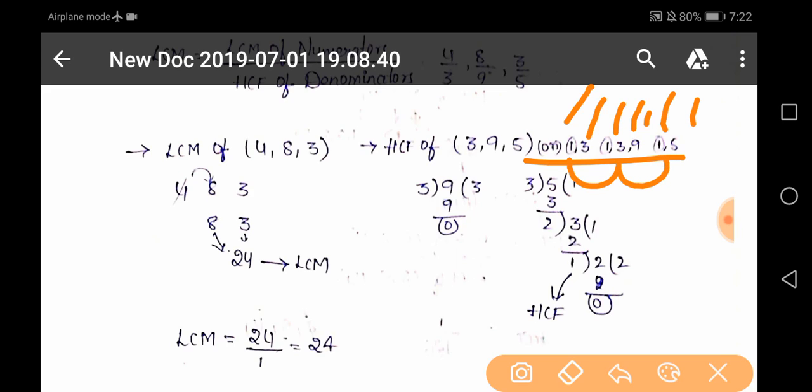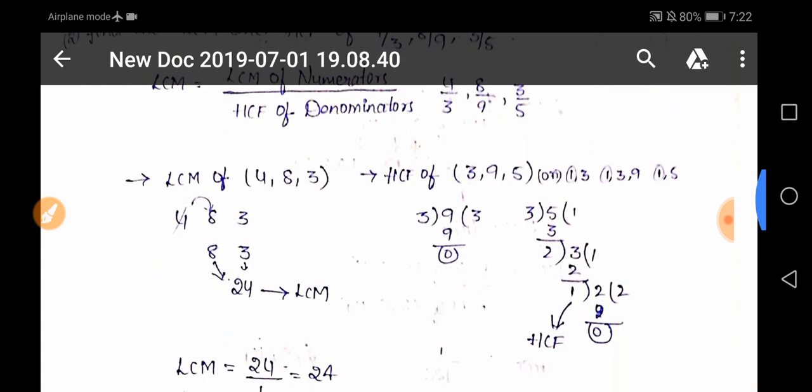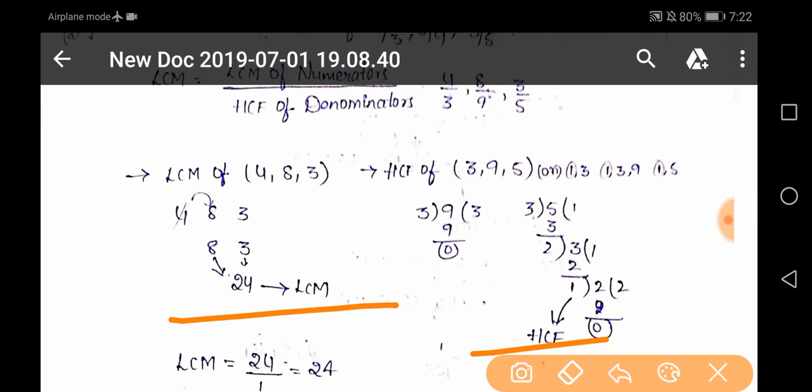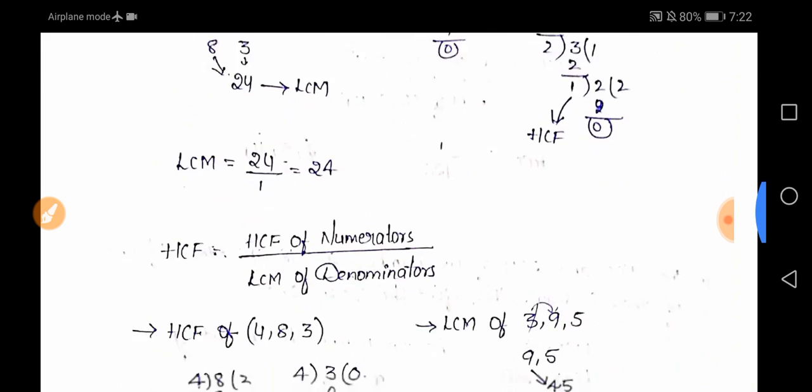The highest common factor is 1, right? That's all. 1 is the highest common factor. Here we already know that LCM is the LCM of numerators by the HCF of denominators. What we got: the LCM of numerators is 24, and the HCF is 1. 24 by 1 is 24.